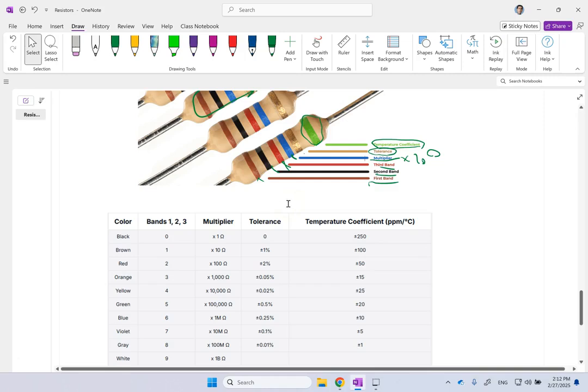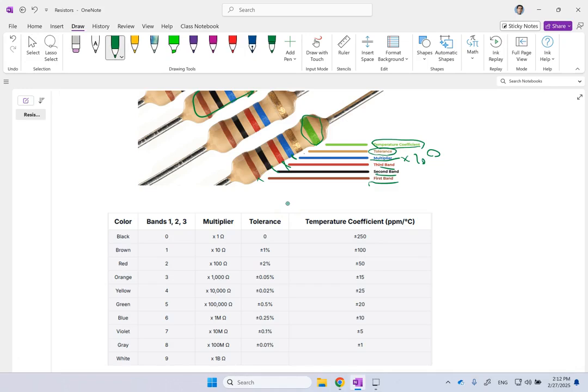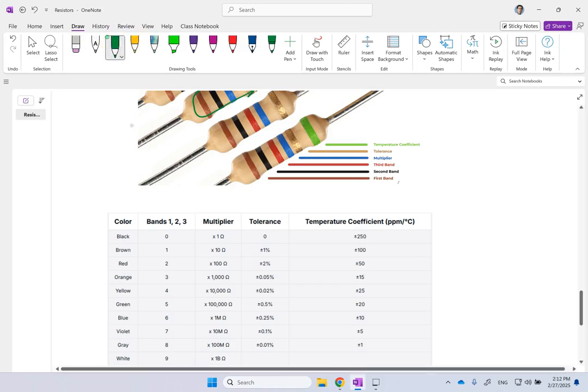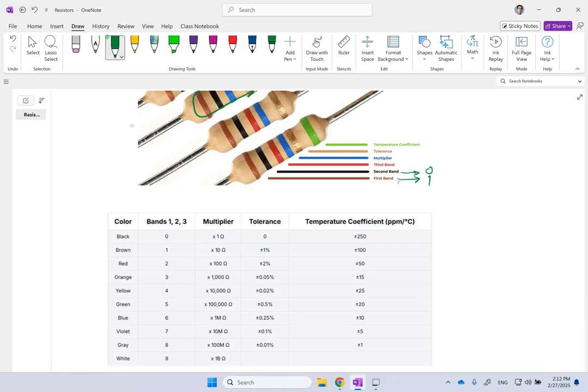So let's look at this last one. What is this last one doing? How much is it? What does it mean? If I look at this last one, the first band is brown. Brown means 1. So this is 1. Second band is black. That means 0. Third band here is red. Red is 2. Multiplier is blue. Blue is 6. Tolerance is gold, means 5%.